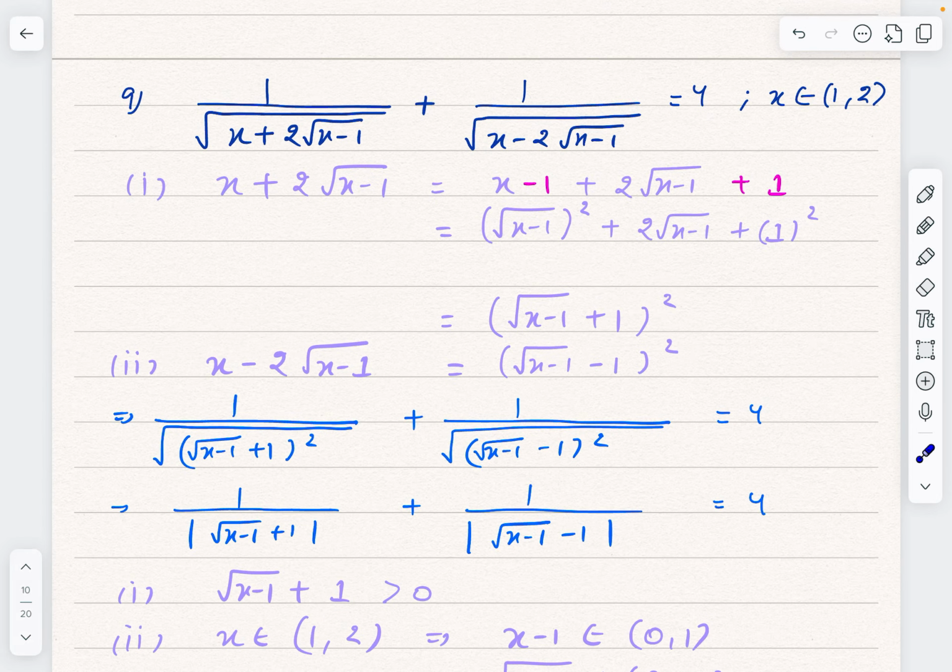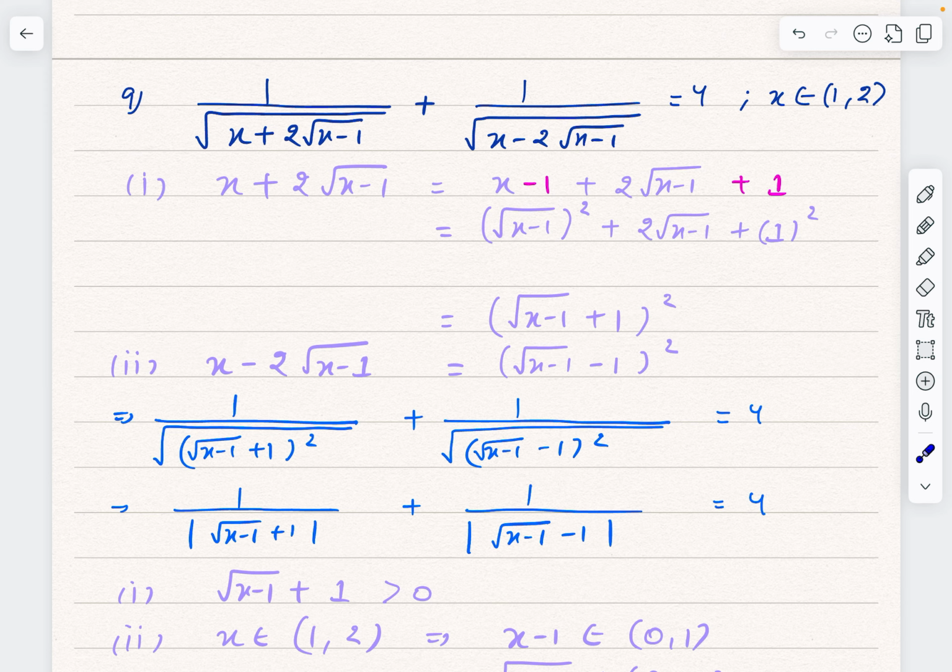Now, this is a very interesting problem. See, what do we have here? We have 1 by square root of x plus 2 square root x minus 1 plus 1 by square root of x minus 2 square root x minus 1 is equal to 4. X belongs to 1 to 2.